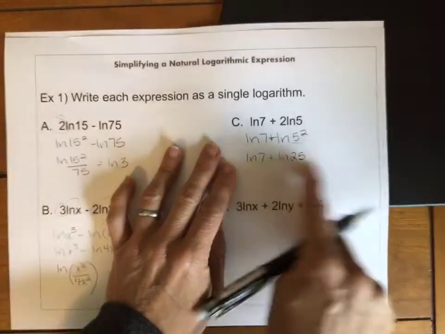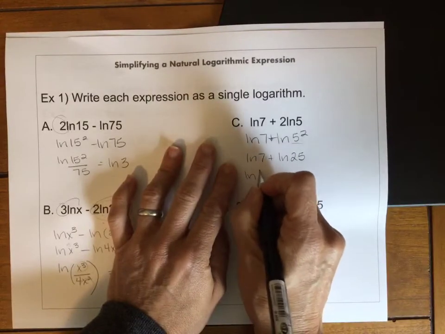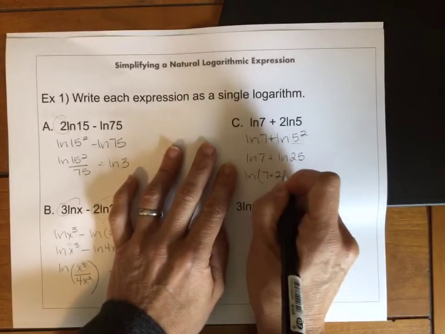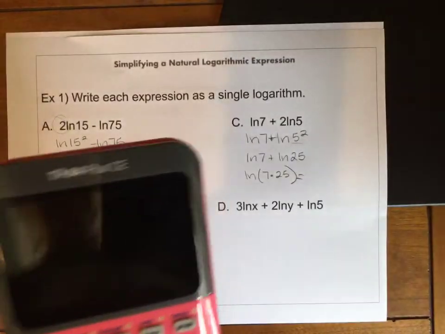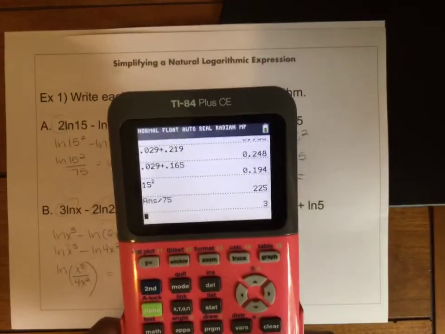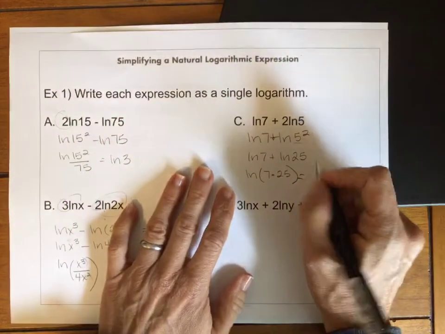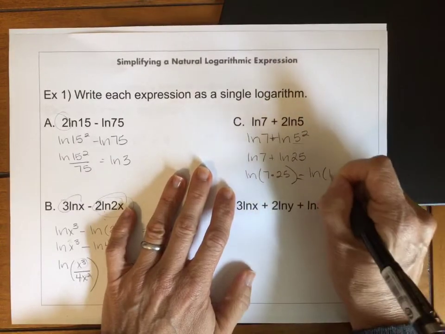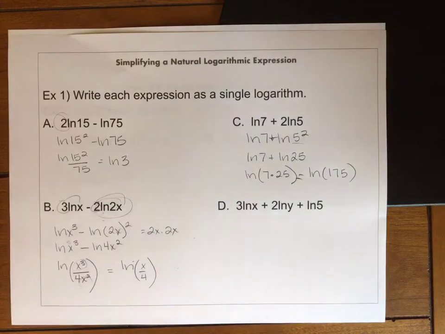And now this denotes multiplication because of the addition sign. So it's going to be natural log of 7 times 25. Again, that can be simplified, so I should simplify it. 7 times 25 is 175. So all of this simplifies to be natural log of 175. Again, not really any different than what we've done in the past with logs. We're just now writing ln.